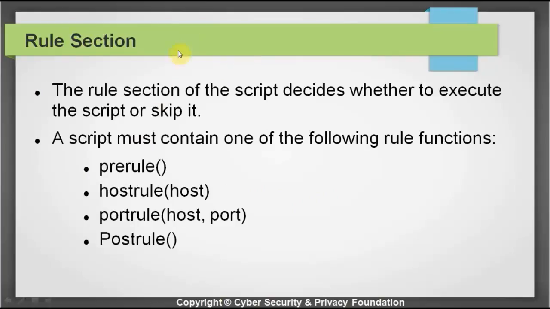Also, the rule section helps decide whether to execute a script or not. So they can have these four different functions. It can be a pre-rule, that is before the scan; a host rule, that is based on the host; a port rule, which is based on the port; and a post rule, which is after the scan. So there are four of these rules.